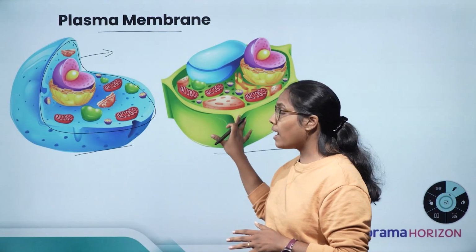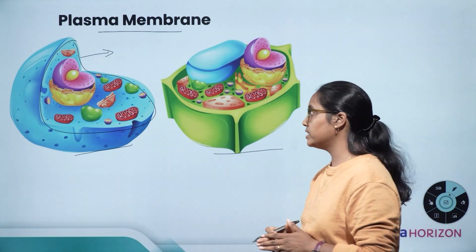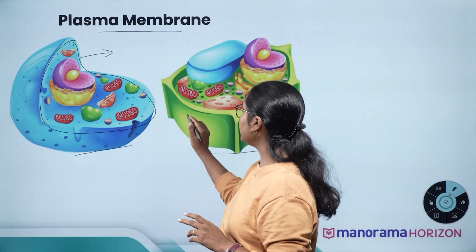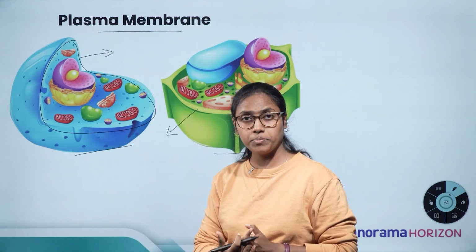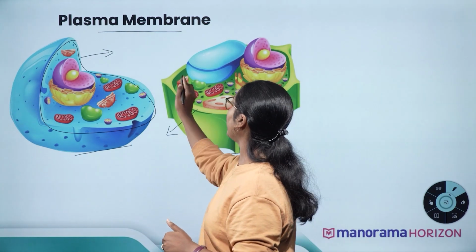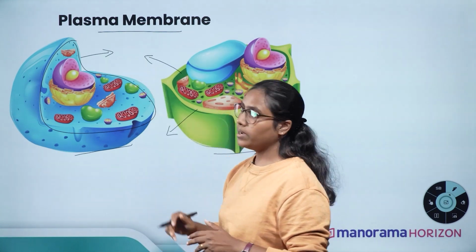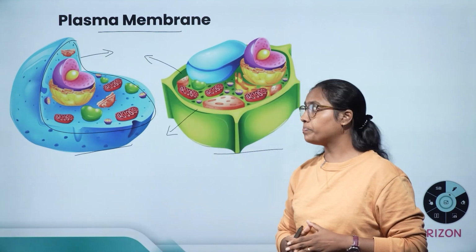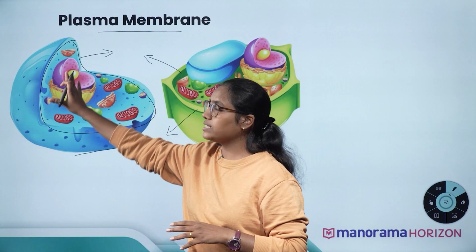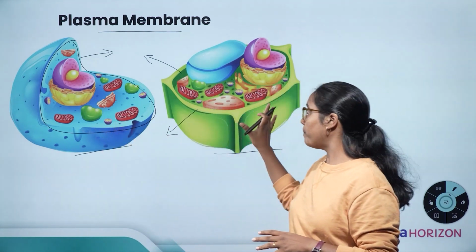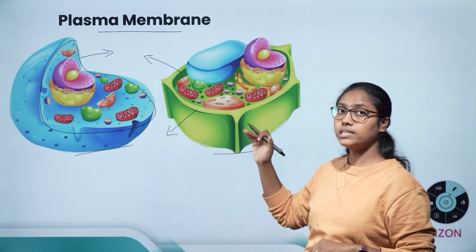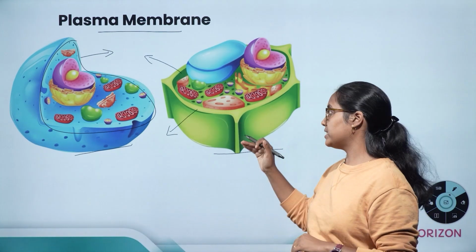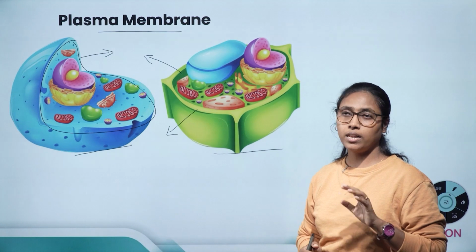But in the case of a plant cell, you see it has an outer wall, an extra wall is present, and inside that you will be finding the cell membrane. So for an animal cell it is a limiting membrane, but for a plant cell it is not a limiting membrane because there is a cell wall present outside the cell membrane.